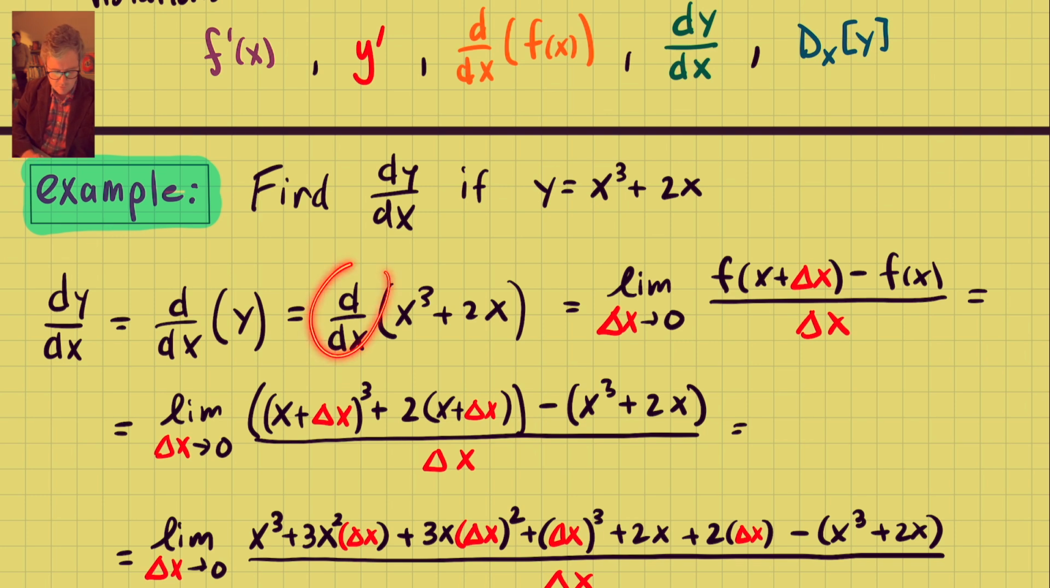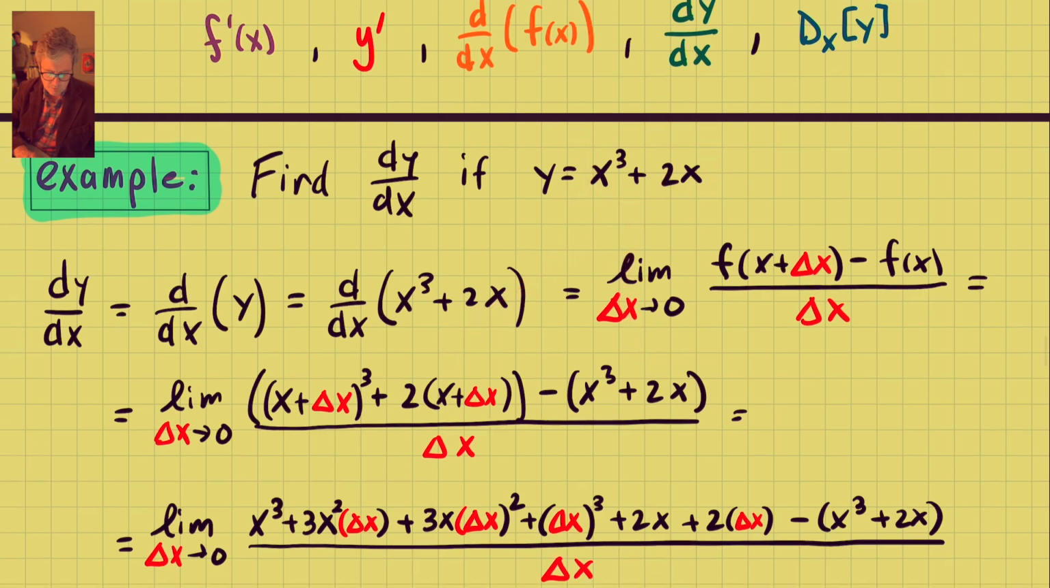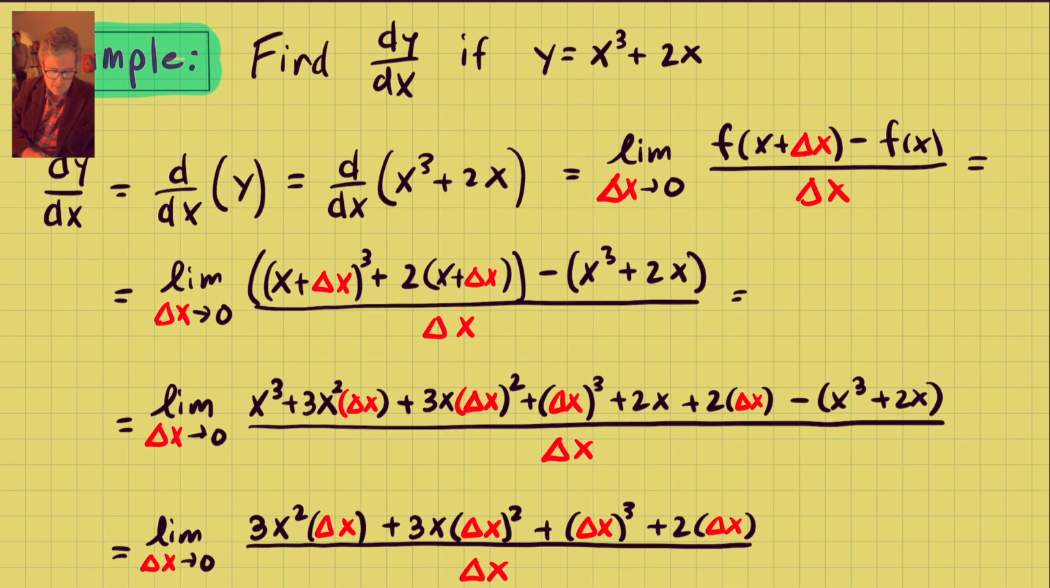The definition of the derivative is two pages up. It's the limit as delta x goes to 0 of f of x plus delta x minus f of x, all divided by delta x. So here's my function, and I've got to plug it in. I get the limit as delta x goes to 0 of (x plus delta x) quantity cubed plus 2 times (x plus delta x), and then minus f of x, all divided by delta x.